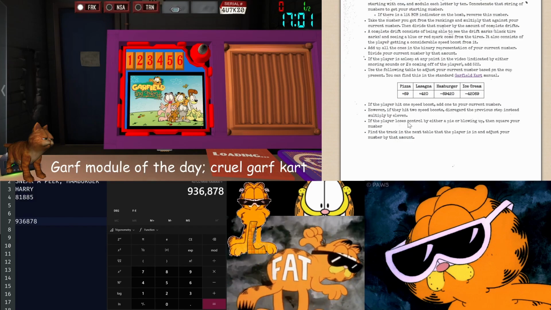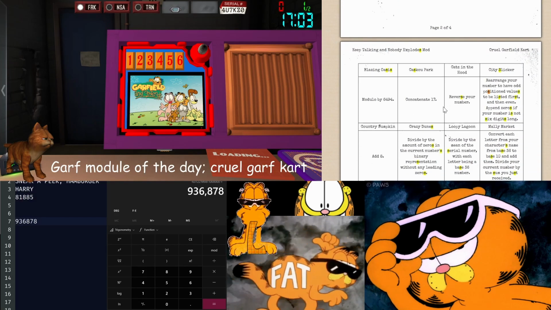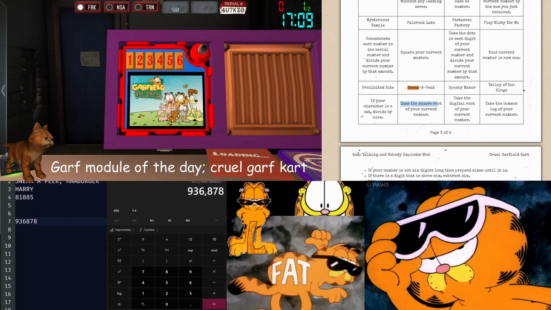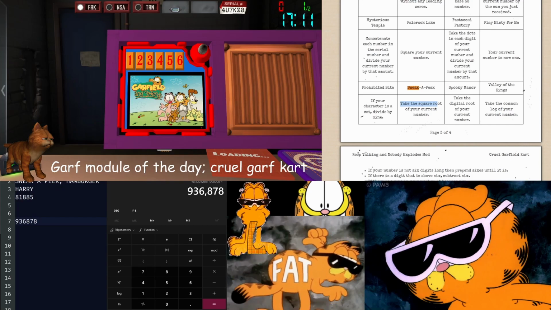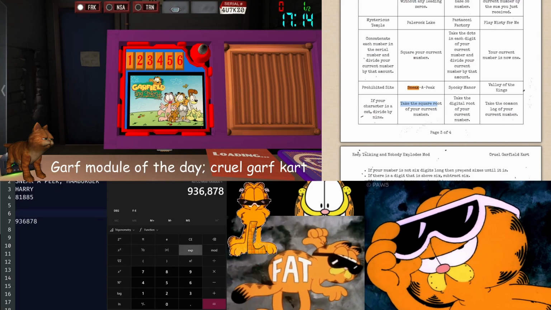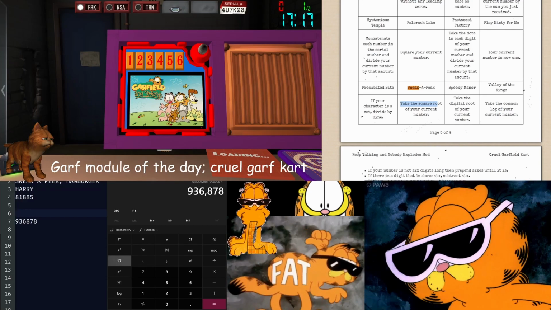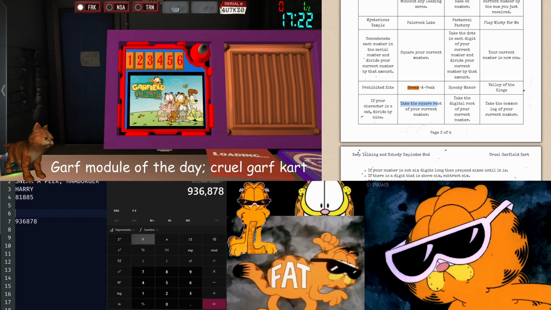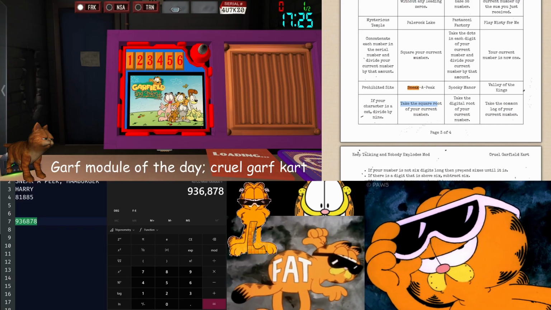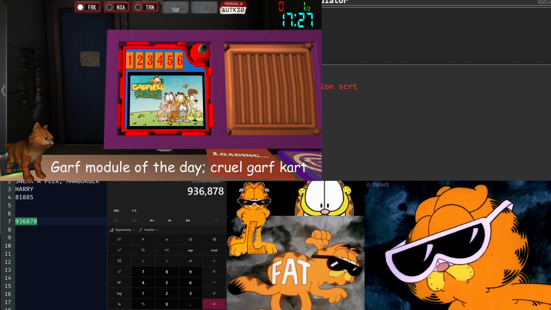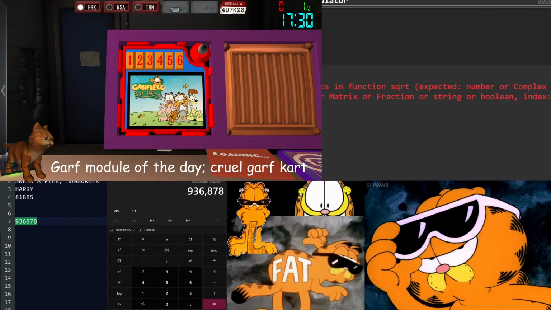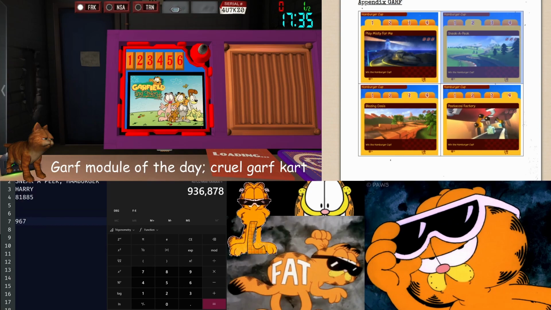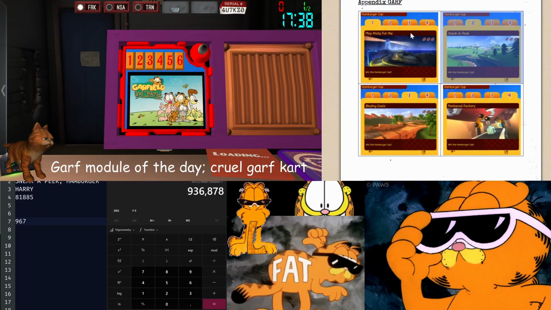We did not hit any speed boost or hit any pies. So I'm going to take a look at where sneak a peek is. Take the square root of your current number. The square root. Let's see. Am I blind? I might be blind, so I'm just gonna do it in this calculator instead. That gives us 967.